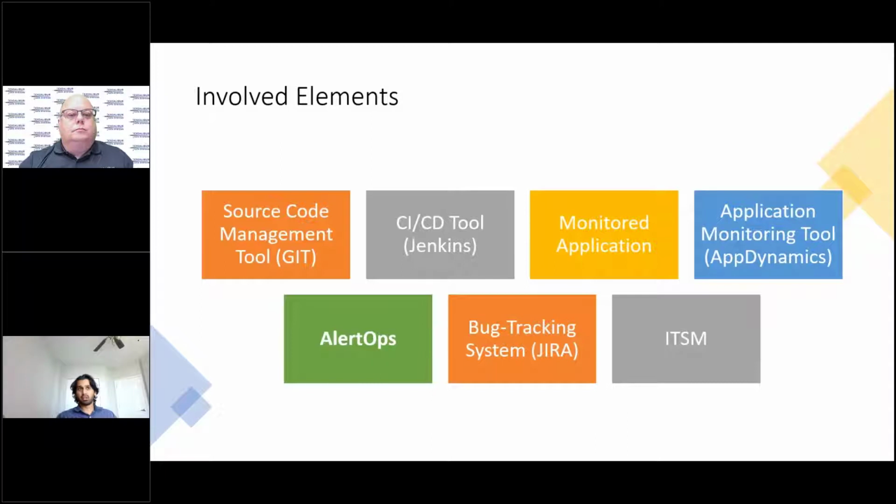So the areas and moving parts within this scenario are what you see right here. We have a source code management tool and a CI/CD tool. In this case, we're using Git and Jenkins, but really AlertOps, because of its flexible API, can interact with any of your source code management tools or CI/CD tools as long as they can interact via API. In addition, we have the actual application that is being monitored and the application monitoring tool, in this case AppDynamics. We have AlertOps as part of this overall flow, ingesting as well as orchestrating the processes based on data ingested by each one of these points.